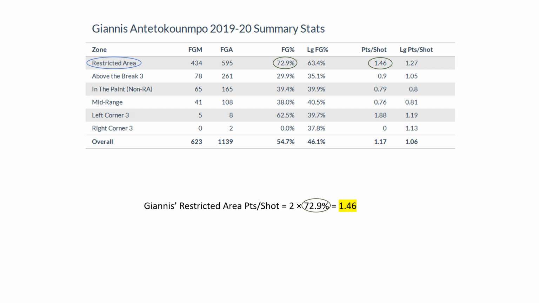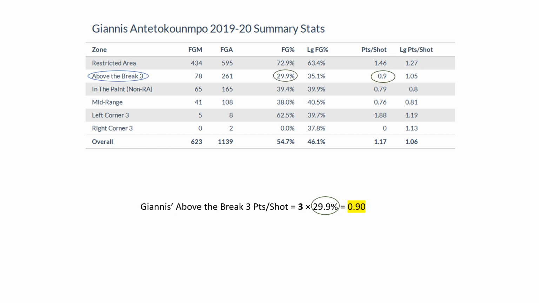So for Giannis' points per shot in the restricted area, you take 2, which is the number of points that can be scored if he makes a basket in the restricted area, and multiply that by 72.9%, which is his field goal percentage in the restricted area, and that gives you 1.46 points per shot in the restricted area. When comparing this to the league average, it gives us just another way to see how Giannis is so dominant around the basket than the average player.